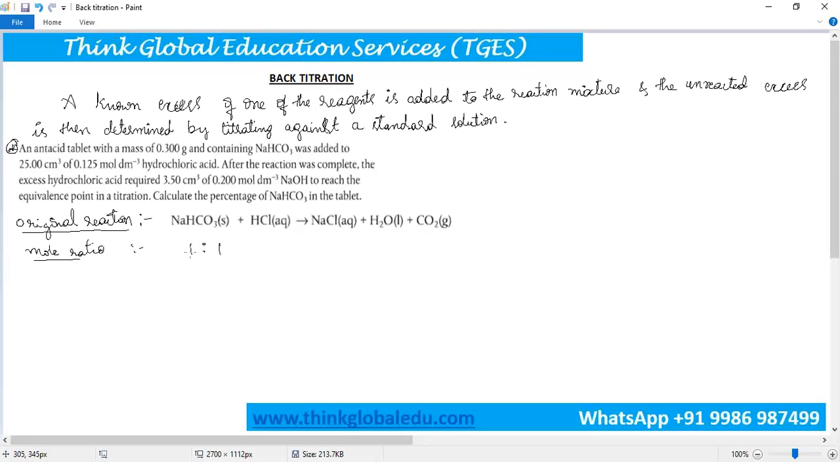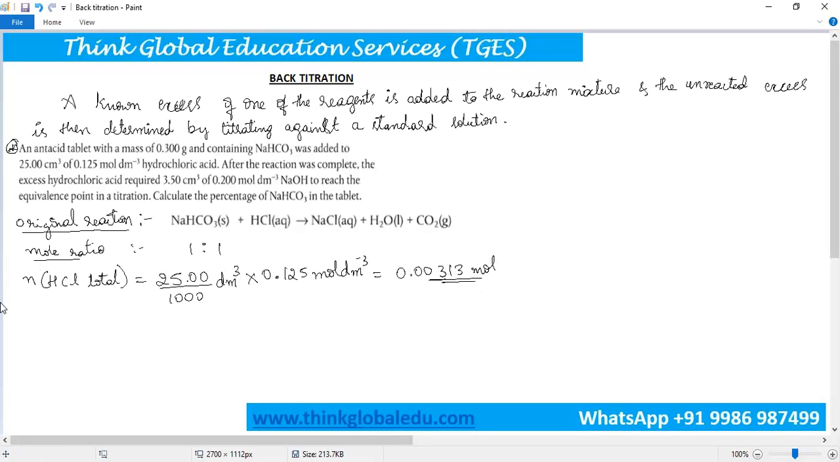So now we have to calculate the number of moles of HCl added in the reaction chamber. The number of moles of HCl totally added can be obtained by multiplying the volume and its concentration, which is given, and this will be equal to 0.00313 moles.